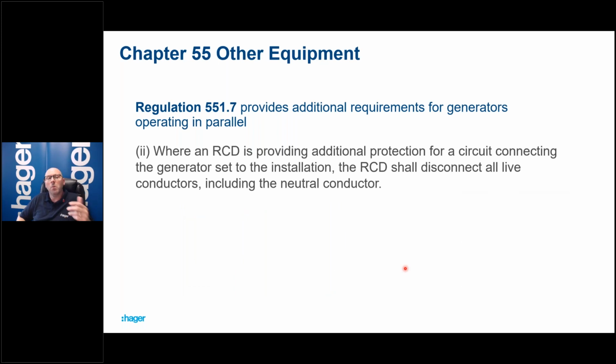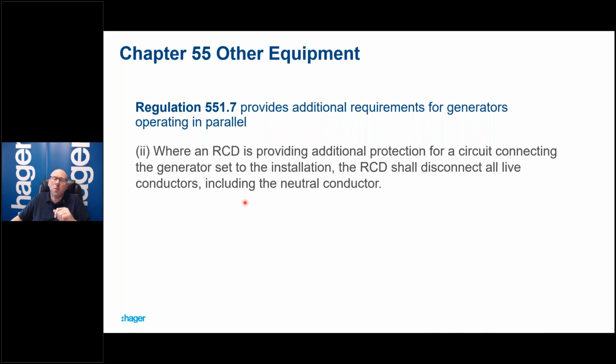So when we look at the wiring regulations, many installers, for solar PV, go to section 712 and look up the requirements. But whenever you use a Part 7, you always need to use that in conjunction with the general requirements of the regulations. So within chapter 55, which is in the general requirements, we have other equipment. And regulation 551.7 provides additional requirements where you have generators operating in parallel. Okay, so we've been talking about solar PV operating in parallel, but it could be any type of generator.